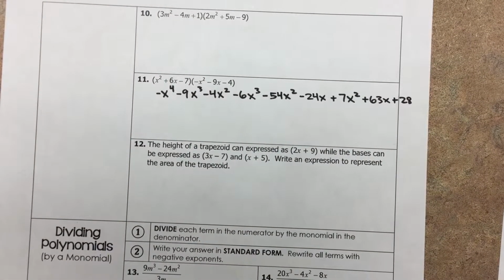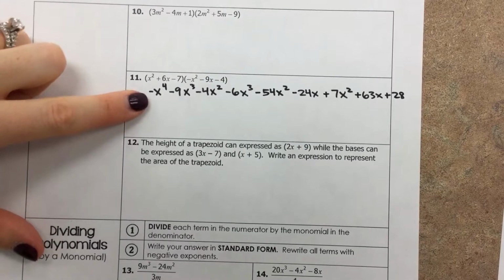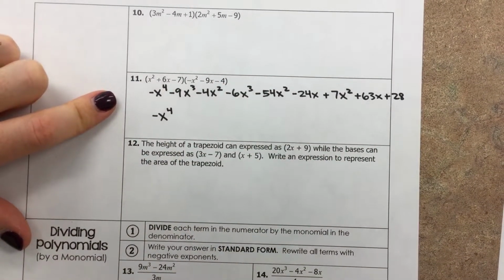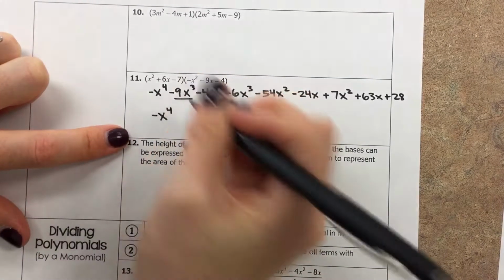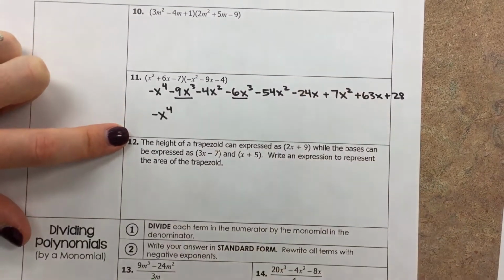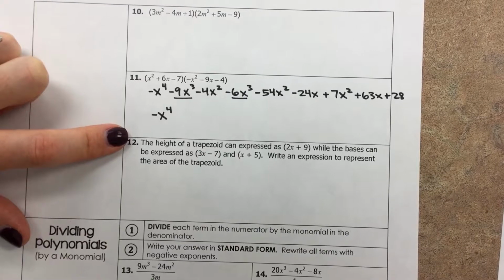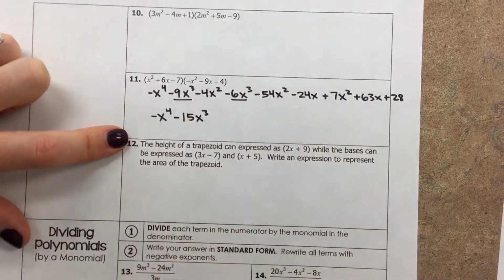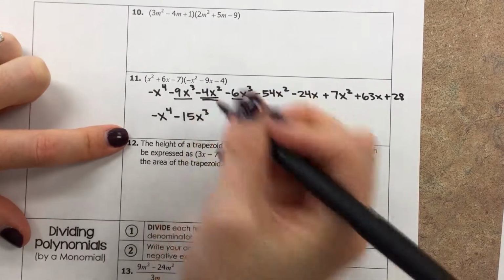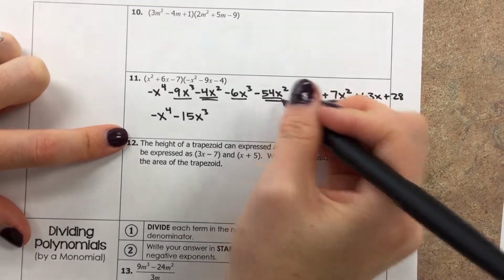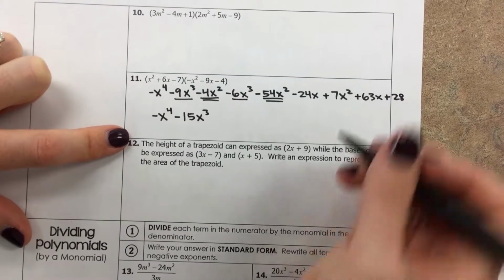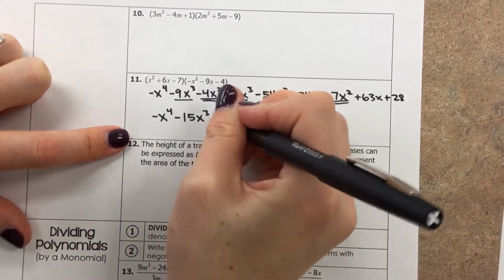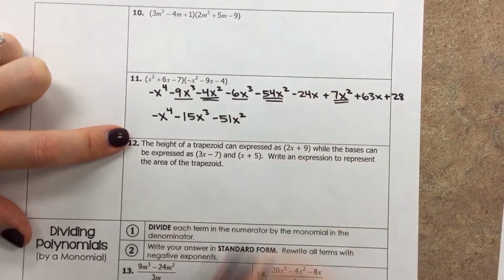Standard form means starting with the biggest power, which is the 4th power. So this is actually the only one that I have. Then I move to the 3rd power. So I have negative 9, negative 6, so that's negative 15, and that's it. So negative 15x to the 3rd. Then the squareds, so negative 4, negative 54, so now I'm at negative 58. And then positive 7, so that takes me back up to negative 51 for the x squareds.